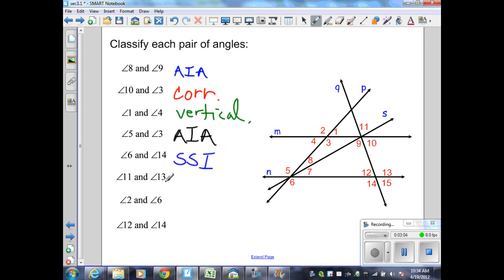11 and 13. Angle 11 and 13 have a transversal that is Q. They are on the same side of the transversal. The other two lines are S and N. One is outside those two lines, one is inside those two lines. Therefore, these are corresponding angles.